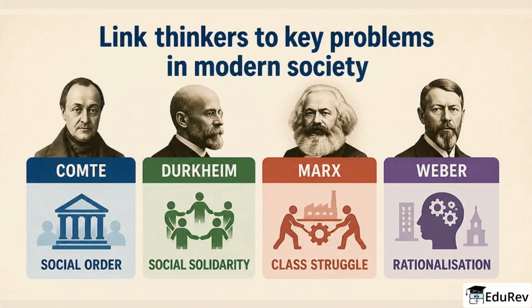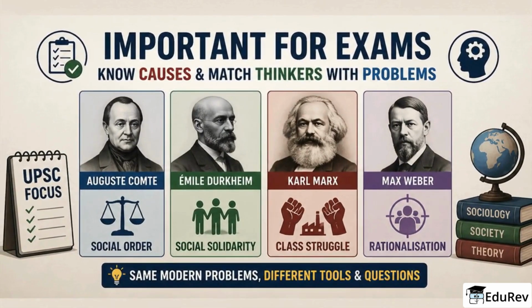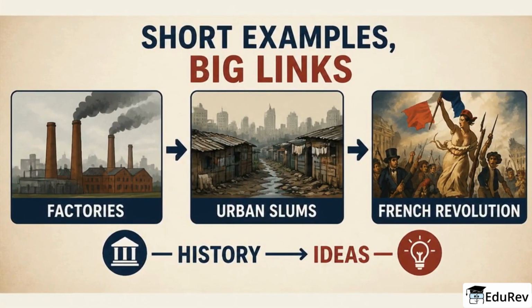For UPSC, it helps to link each thinker to a clear problem: social order, social solidarity, class struggle, and rationalization. This concept is very important for your exams because questions often ask for causes of sociology's emergence and matching thinkers with problems. In mains answers, use short examples like factories, urban slums, or the French Revolution to show the link between history and ideas.